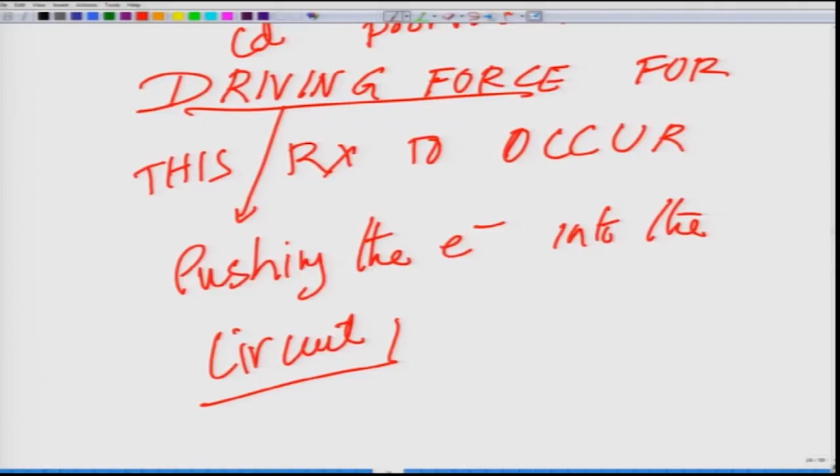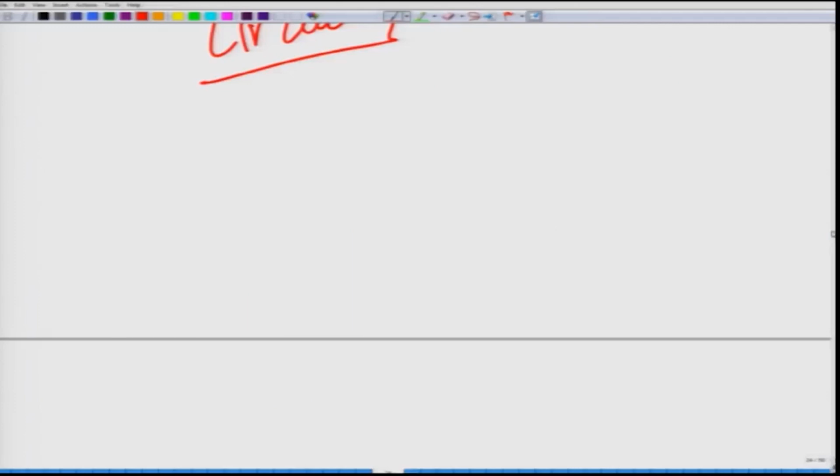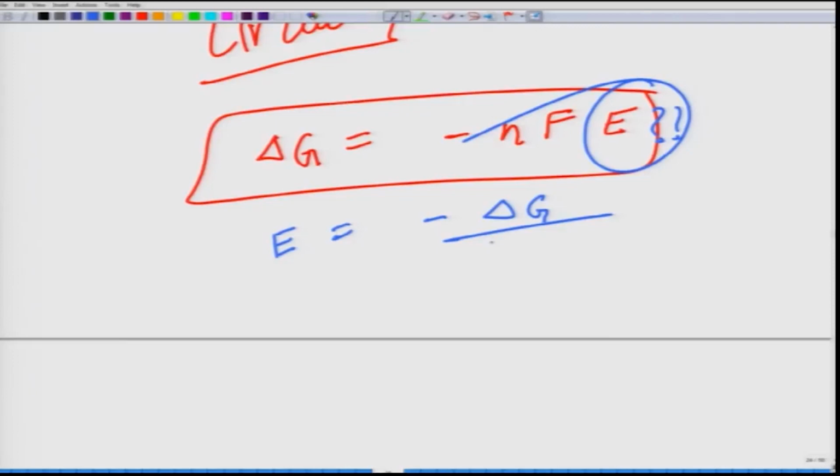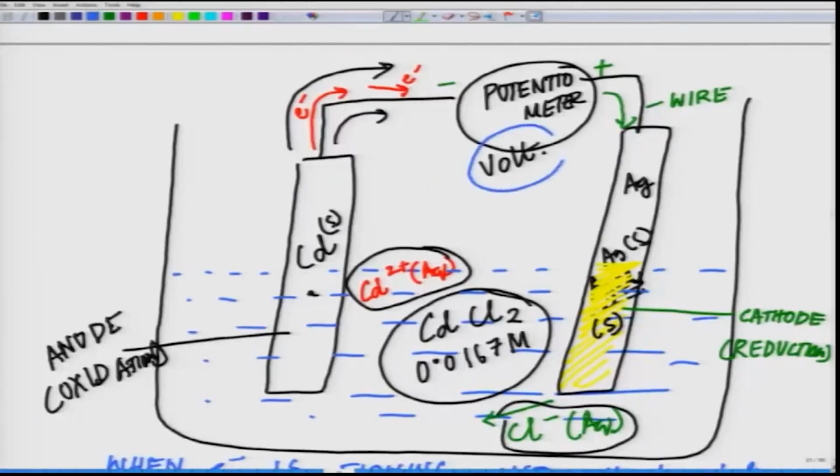Now, if you remember the formula I taught you earlier, could you calculate the voltage? If you remember, the formula was delta G is equal to minus nFE, where E was the voltage. So, what we have to figure out is the E, right? E is your unknown parameter. If you put it like this, E is equal to minus delta G upon nF. Now, if I plug in the values, you will see what the voltage is.